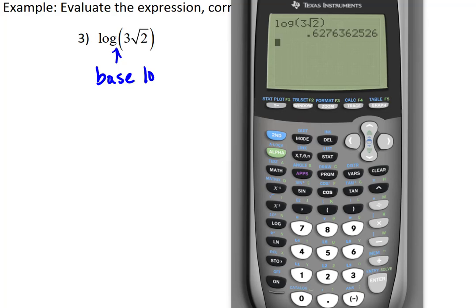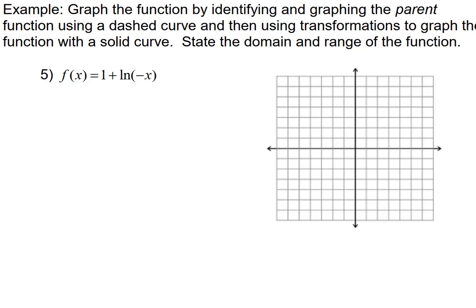Now this problem wanted the decimal rounded accurately to 4 decimal places. So since the result reads 0.6276362526, and then it just cuts it off because of too many digits here. To round it to 4 decimal places, we'd have 0.6276.